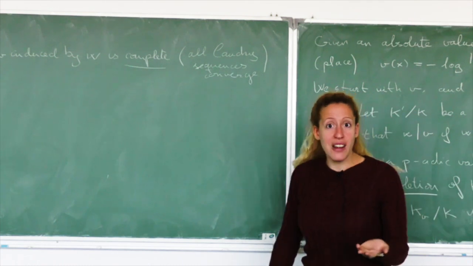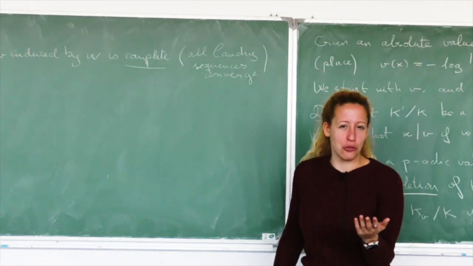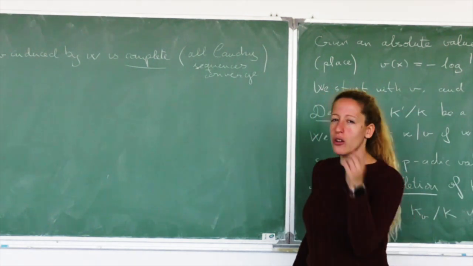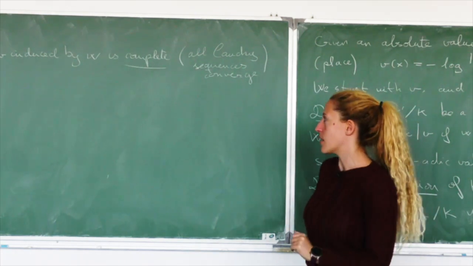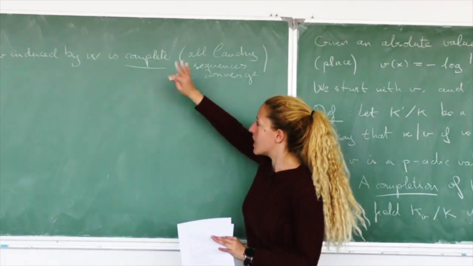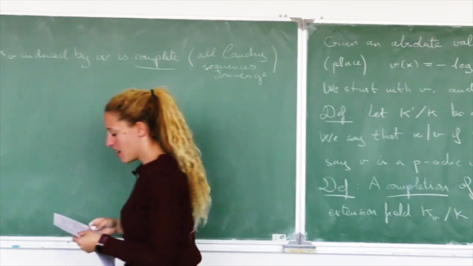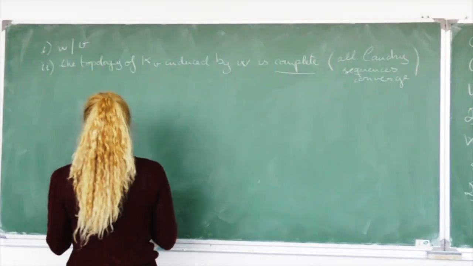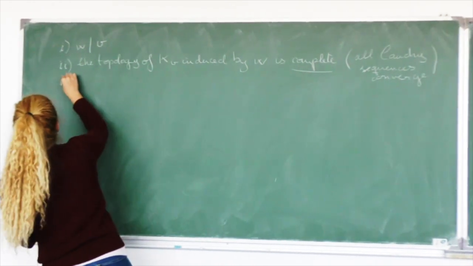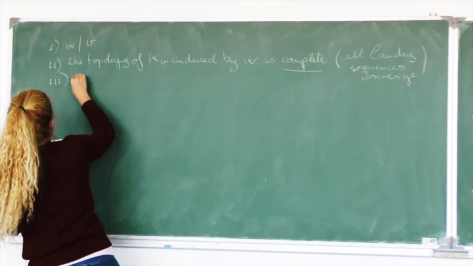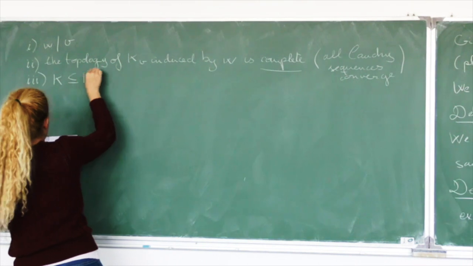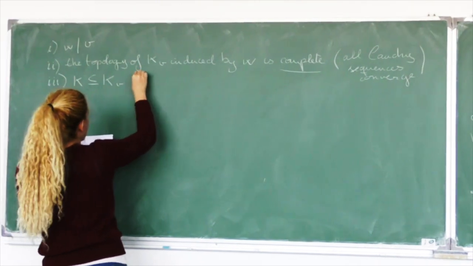However, the reals are, and actually this is the construction of the reals. I'm going back to this later, so I'm not saying anything else. This was just to refresh the concept of complete. Okay, and now the third condition that we need is that K is dense in K hat V.